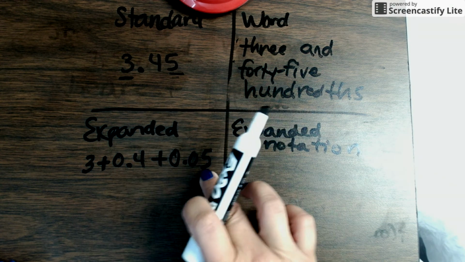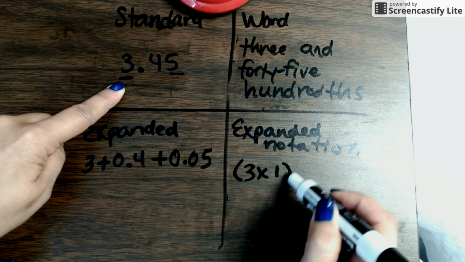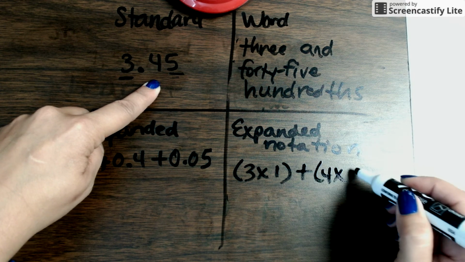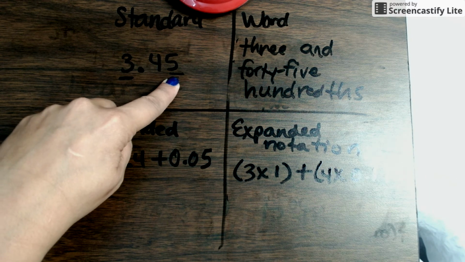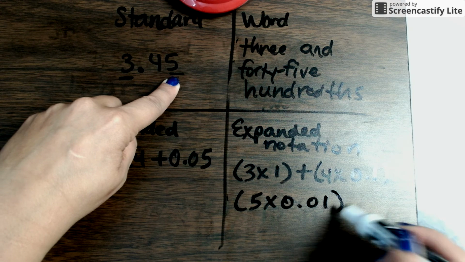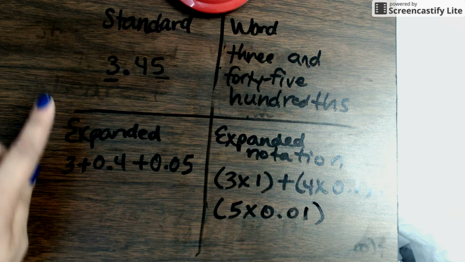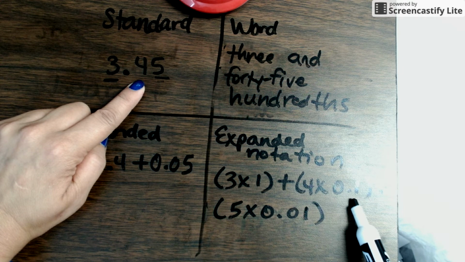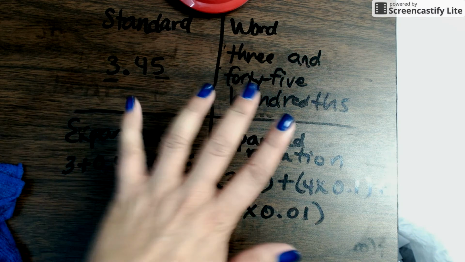In expanded notation, it would be kind of like what we did with our whole numbers. Again, that 3 is in the ones place, so we would say 3 times 1. Plus, the 4 is in the tenths place, so we would say 4 times a tenth, 1/10. Plus, the 5 is in the hundredths place, so we would say 5 times 1/100th. Okay, I hope that's not too bright. So again, the 3 is in the ones place, so we would say we have 3 times 1. The 4 is in the tenths place, 4 times 1/10. The 5 is in the hundredths place, so we would say 5 times 1/100th.